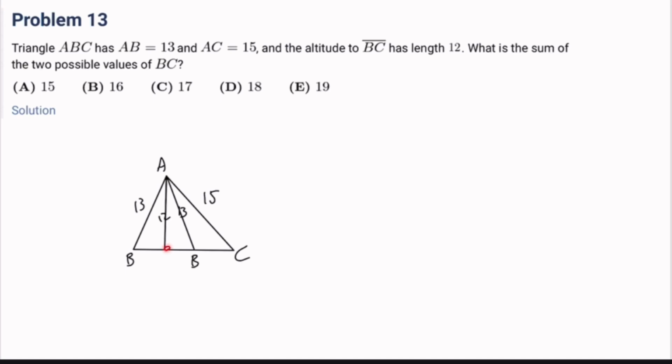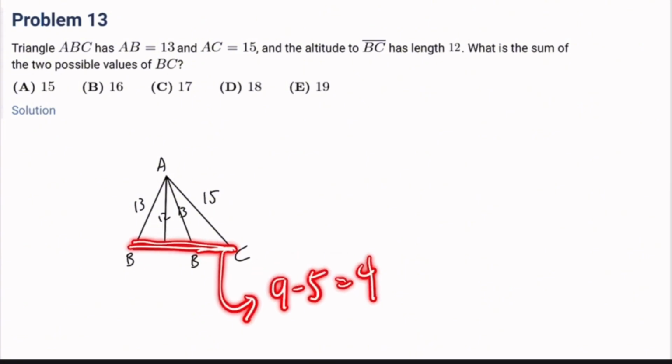We know this value for sure because this is a right triangle and this is a 5 to 4, so this is 3, and so this much is 9. And we have 13 to 12 and a right angle, so we know this one is 5, and this much is 9. Our possible values of BC are this and this. So this value is 9 minus 5, which is equal to 4. And we have also this value, which is going to be equal to 9 plus 5.